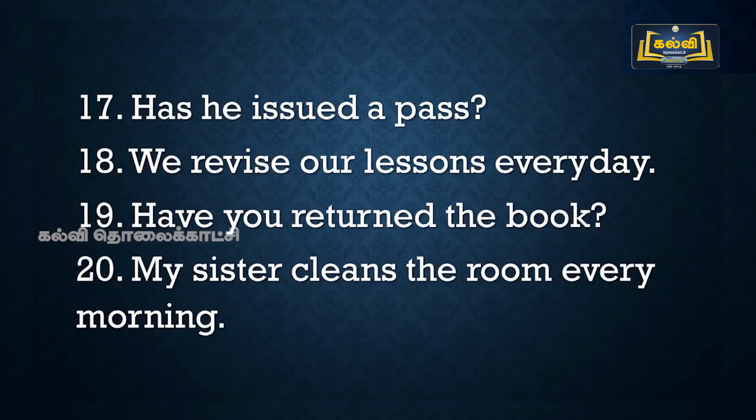Now let us proceed to the next slide. Sentence 17. Has he issued a pass? Now has issued is of the present perfect tense. Has he issued what? A pass. So when we convert it into the passive, it is singular. So has a pass been issued by him? Or you can even stop with has a pass been issued? Whatever it is, you should have a question mark. Has a pass been issued by him? Or has a pass been issued?